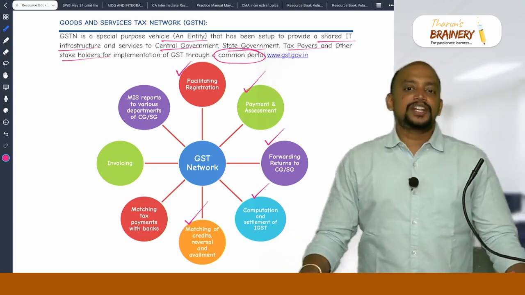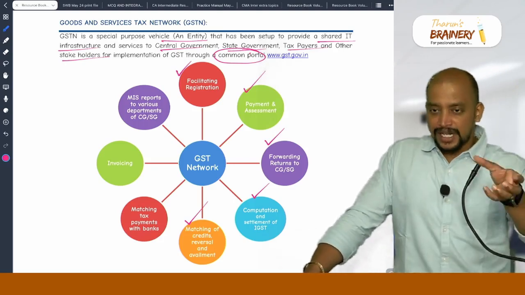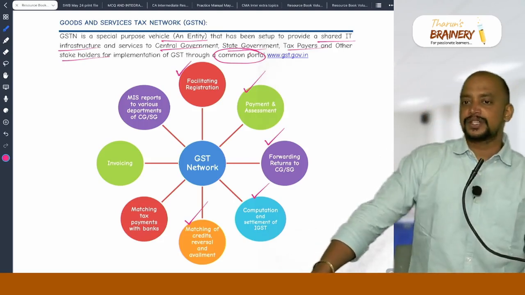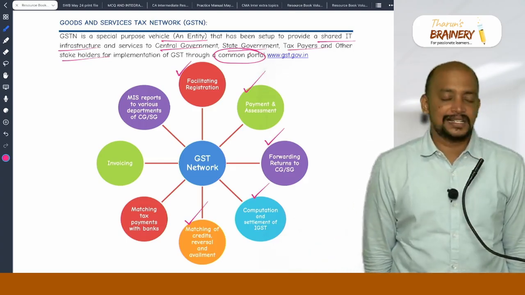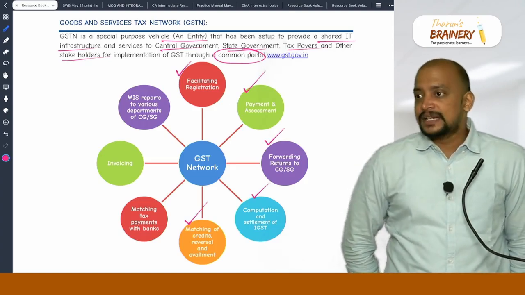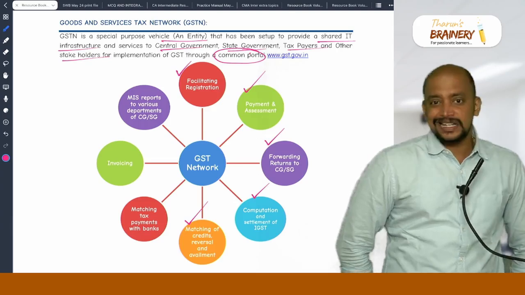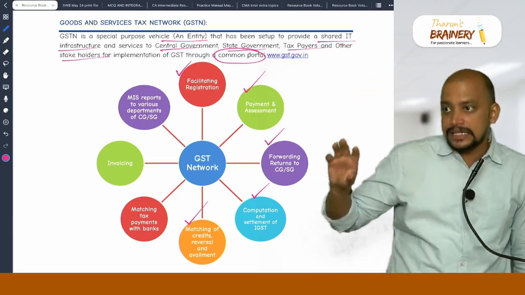So people are not able to agree to whatever the government is telling. So I just wanted to share a piece of information related to this. What is this matching of credit? You all know this, but just as a revision, I am telling you: in the VAT system itself, credit was there. So GST didn't bring any credit newly, it was there in the VAT regime itself.